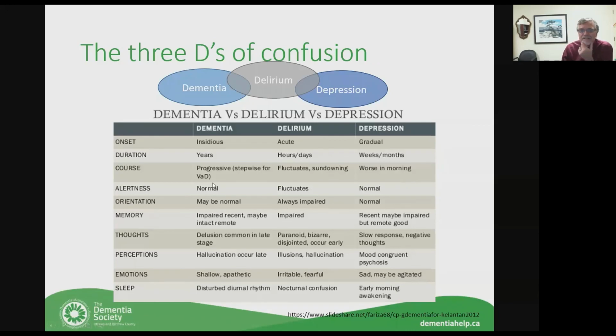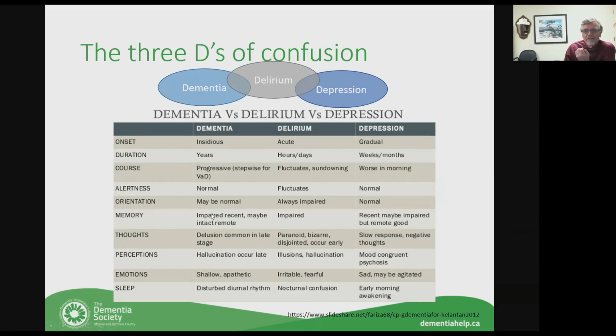And orientation initially is sort of normal in dementia. It's always impaired in delirium. People in a delirium have no idea where they are or what time of day it is or what day of the week it is. Orientation, if you push someone with depression, they do know the date, they know where they are, it's just they don't want to tell you, they don't want to do anything.